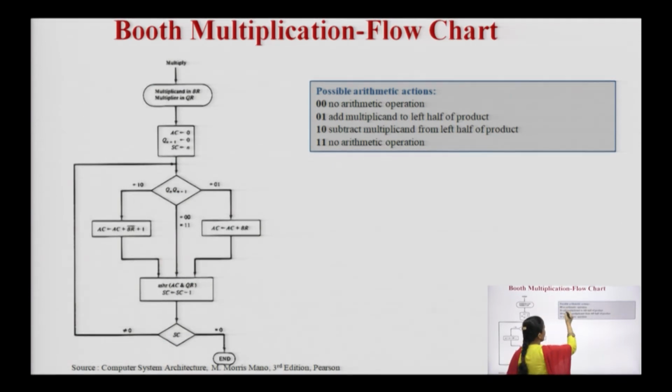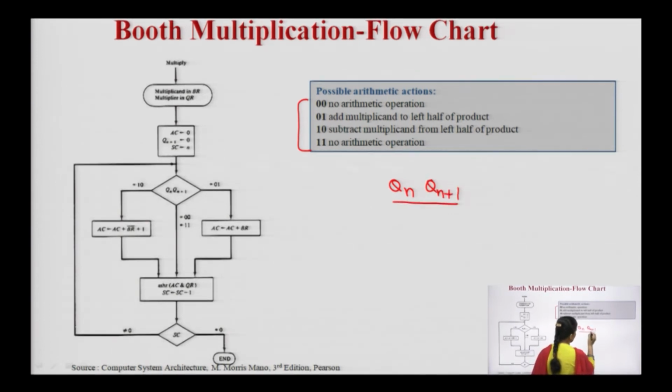This algorithm works on these 4 cases. I have to check the values of Qn and Qn plus 1, these are the 2 bits. So, there are 2^2, that is 4 possibilities: 0 0, 0 1, 1 0 and 1 1. On the basis of these 4 possibilities, the operations will be performed.